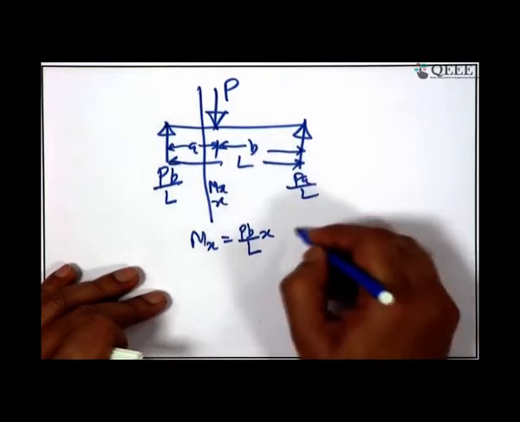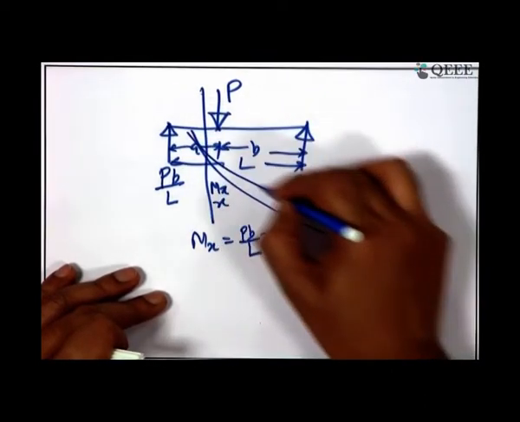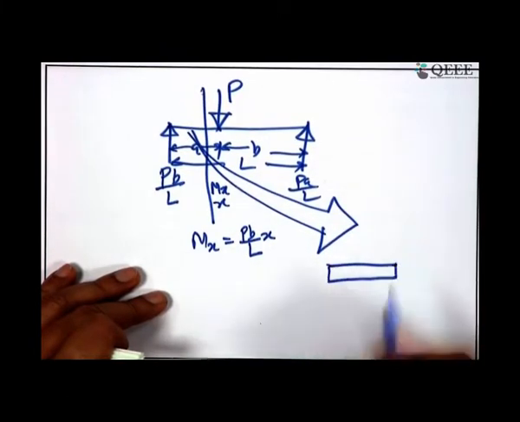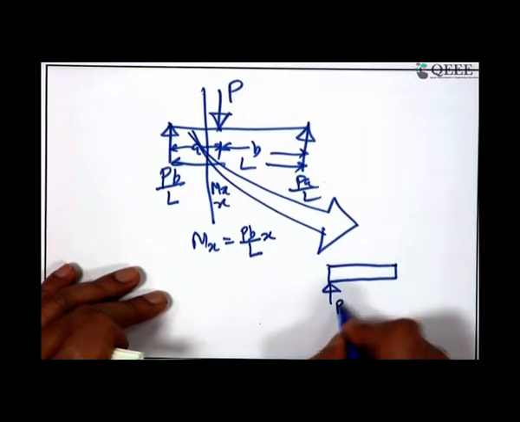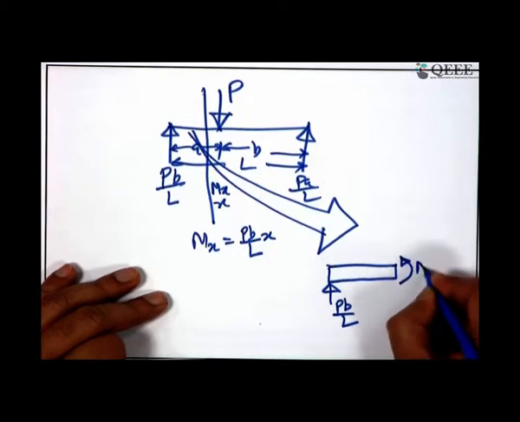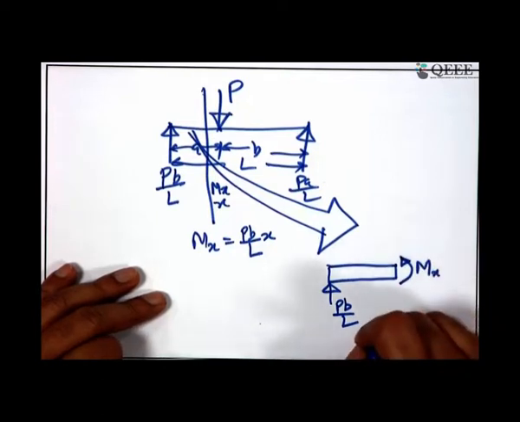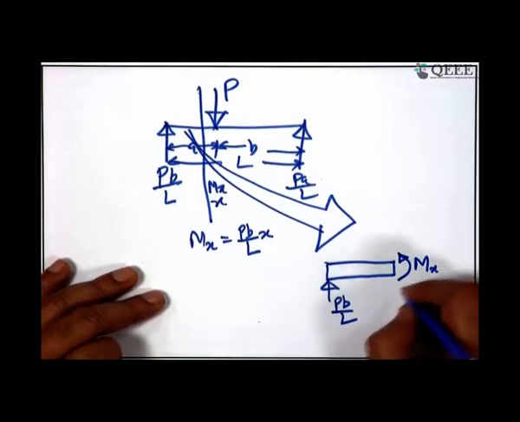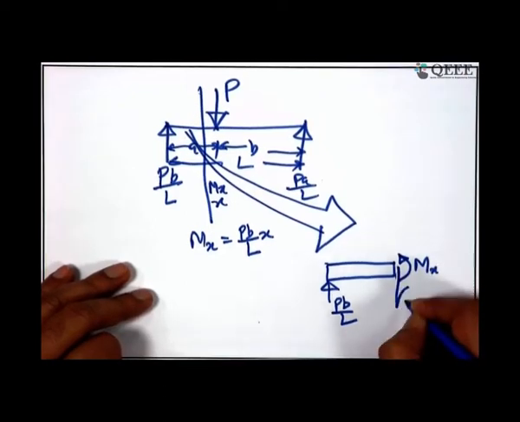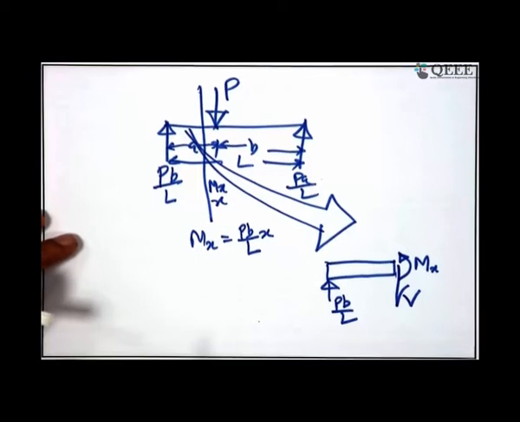Now, if I separate this portion out and draw the portion of the beam which I have drawn, here there is a force P b by L and I have the bending moment here. If I denote it as positive, I should definitely denote the bending moment here as Mx, but how about the shear? I have just learned I should have denoted it right down, not right up. But if I do the opposite, if I take left up, right down shear as positive and then try to determine the things, what happens?